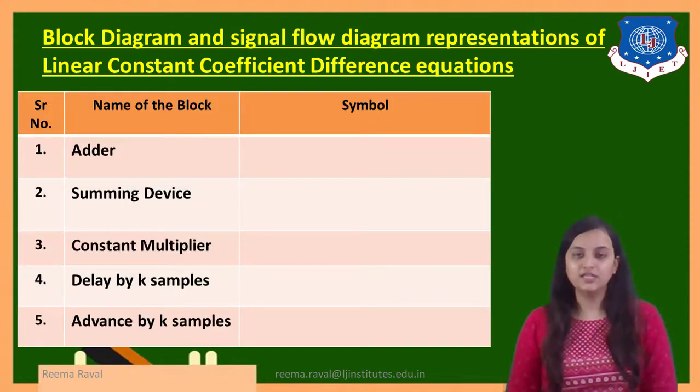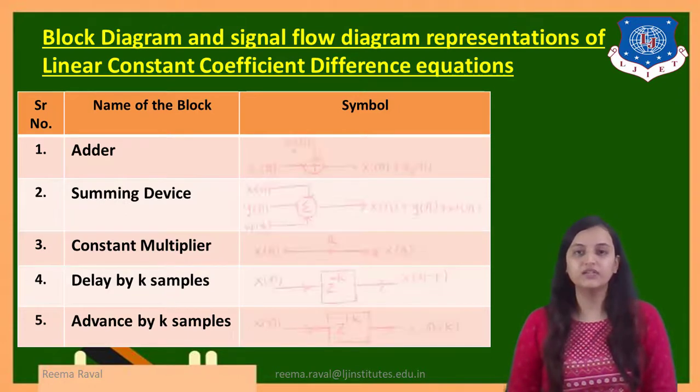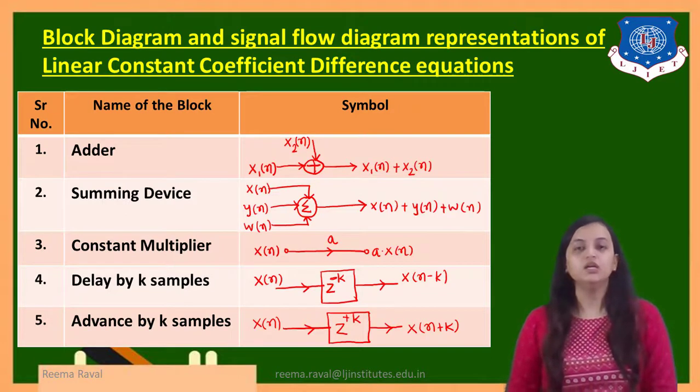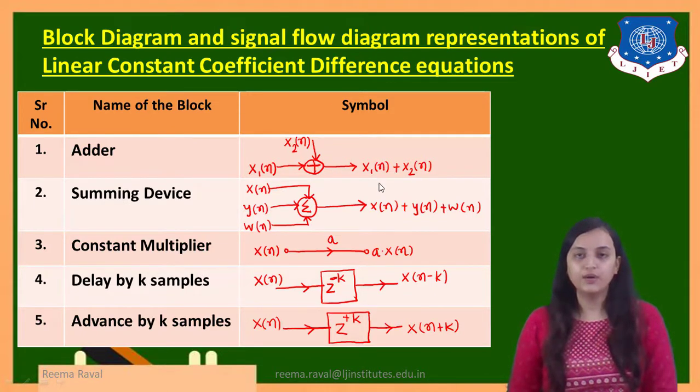In this table, as you can see, different blocks are indicated, and we will see their symbols. In the first one, the adder block is shown. Whenever there are only two inputs, the adder will be used. It is represented like this. To this adder there are two inputs: first x1 of n and second x2 of n. So the output of this adder will be x1 of n plus x2 of n, that means the addition of these two input signals.